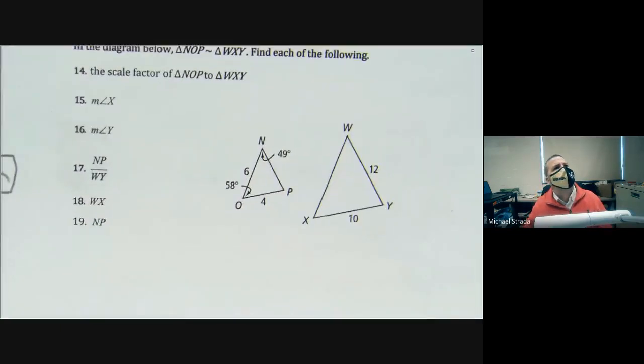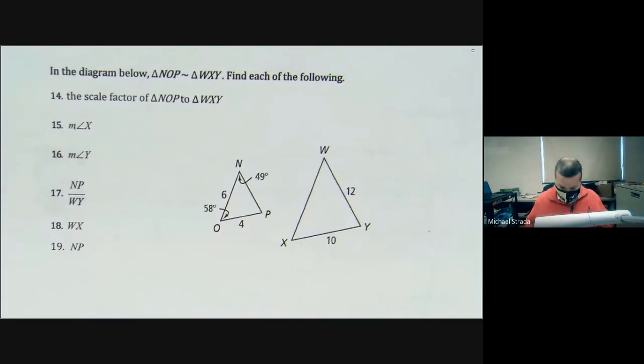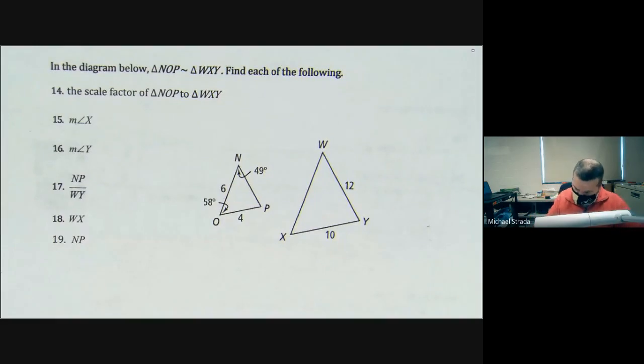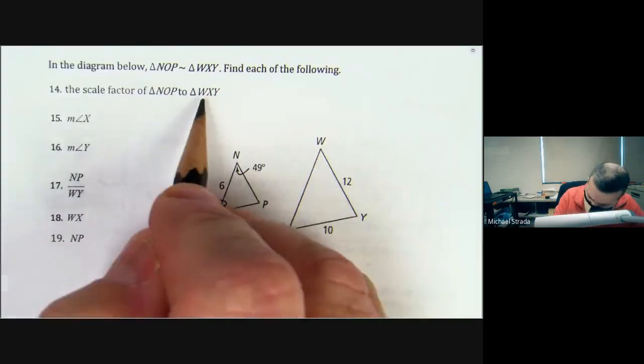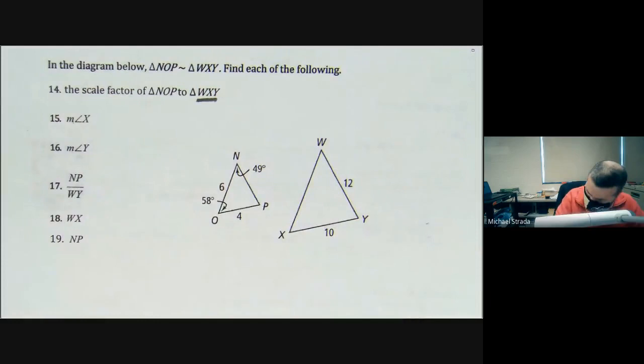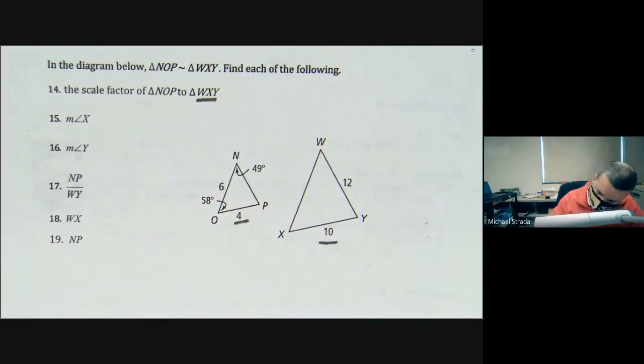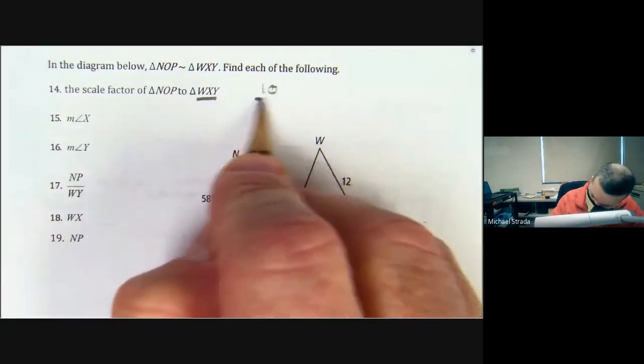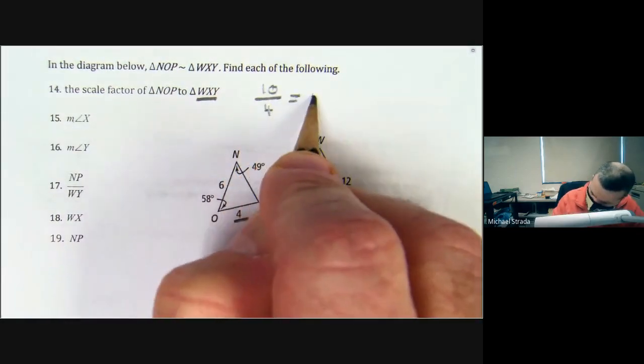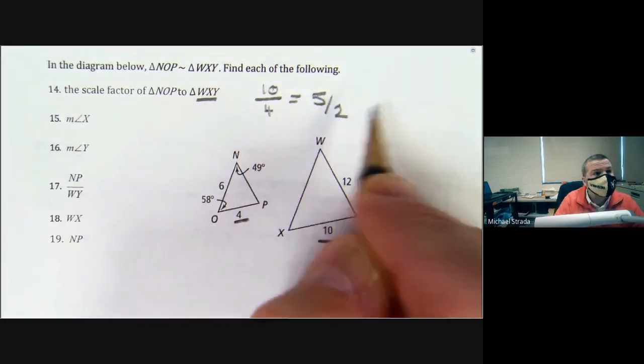Okay. All right. Scale factor of NOP to WXY. WXY comes second, so please remember that that comes first. The two sides they give me are the 10 and the 4. So that means I would start with 10 over 4, which reduces down to 5 over 2. Good?